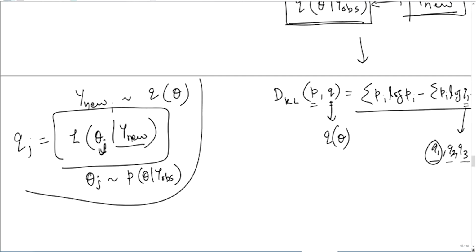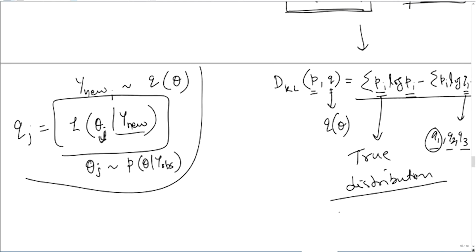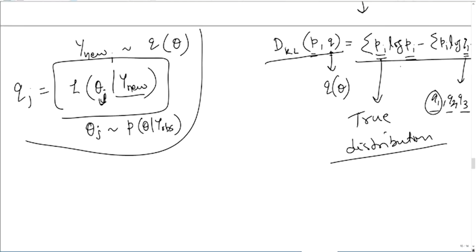So this is fine. But what are these Pi's? So Pi's here are actually the true distribution of data. They represent the true distribution of data. What does it mean? So there is some true target generative process where you want to reach, right? And when I'm calculating this KL divergence from Q to P, I'm trying to compute how much is the distance between the model Q and the true distribution. So let's say this is your model Q.